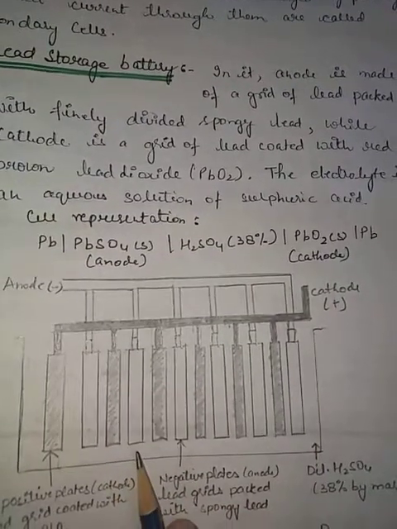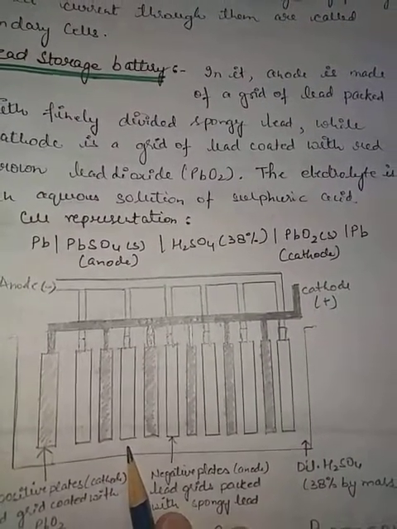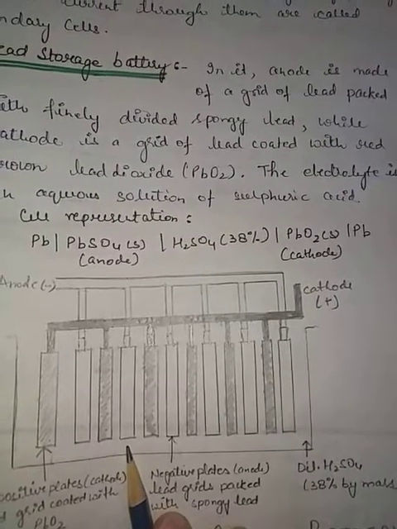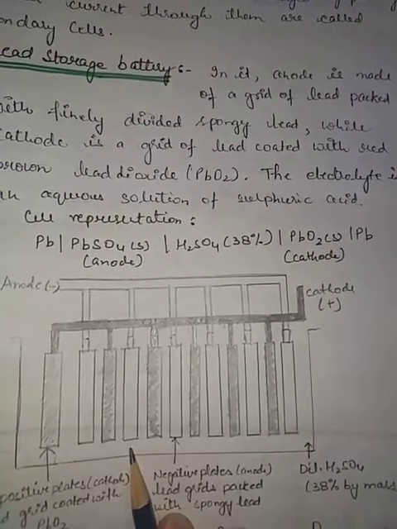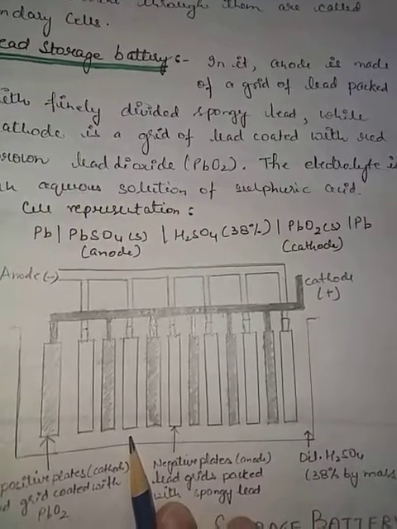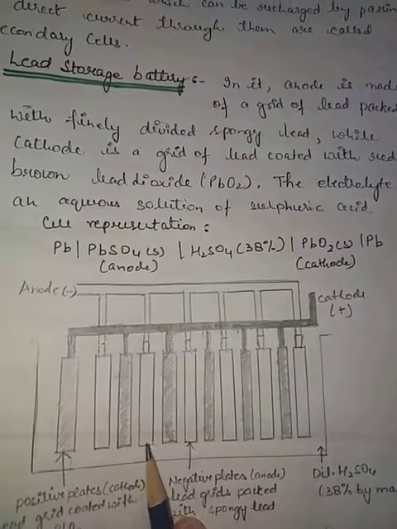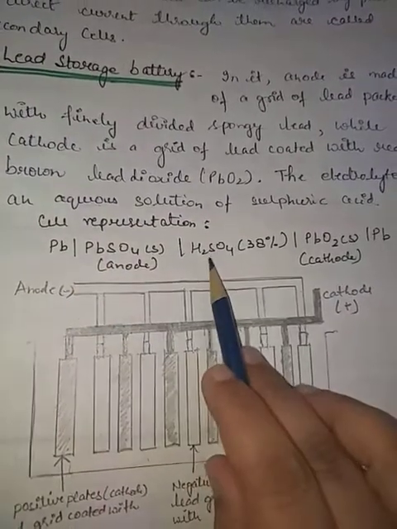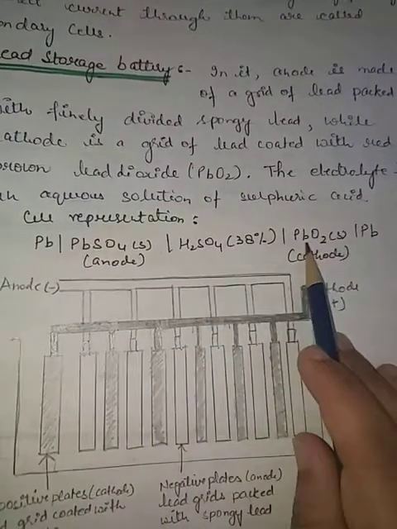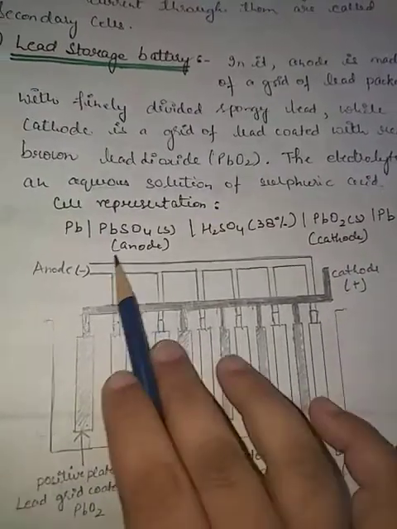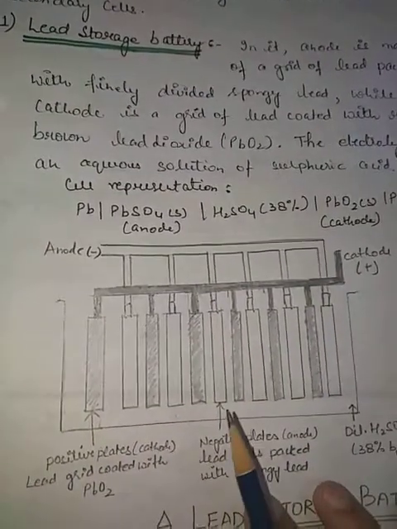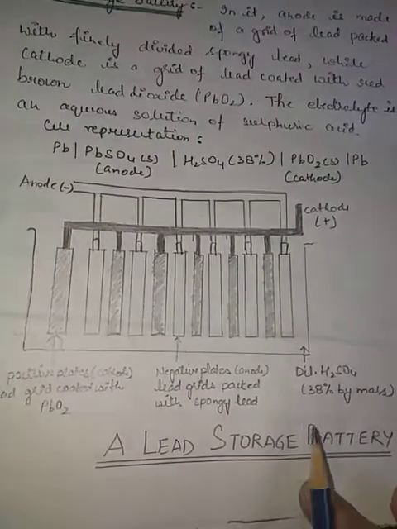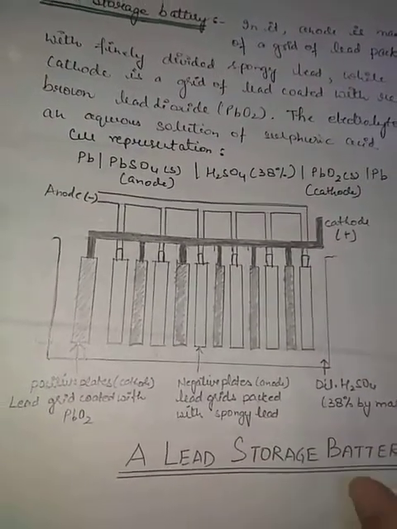And the electrolyte taken here is an aqueous solution of sulfuric acid, which is 38% by mass. The cell representation is like lead, lead sulfate, sulfuric acid, and lead oxide and lead. So we'll see how this lead storage battery is charged and discharged.